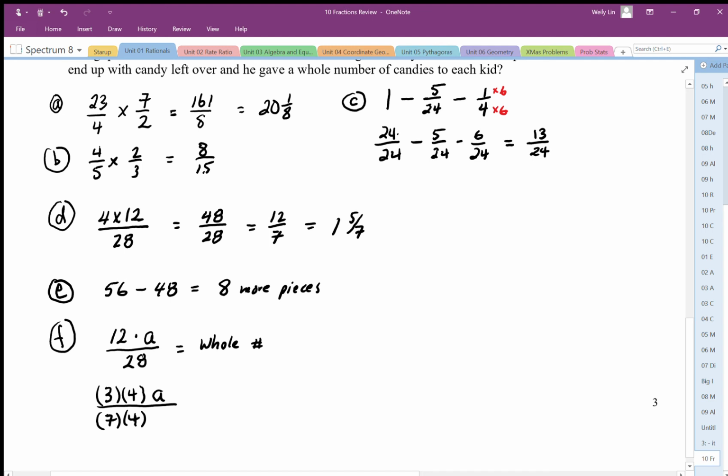Okay, so in this case, you can see that in order for the numerator and denominator to share common factors, A must be a multiple of 7. Okay, so I'm just going to highlight that. So those have to be multiples of each other, and so the smallest number of bags of candy is going to be 7. Okay, because as long as we have a common divisor, we're going to have a whole number of candies. We have no candies left over when we share them with 28 kids.